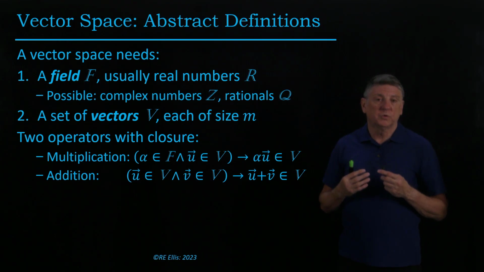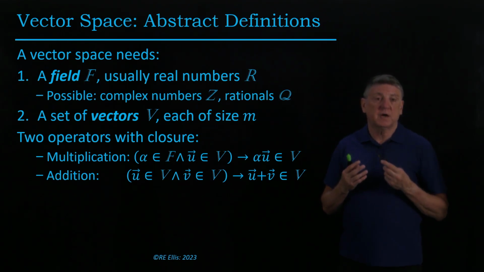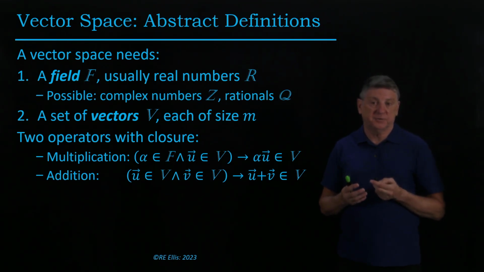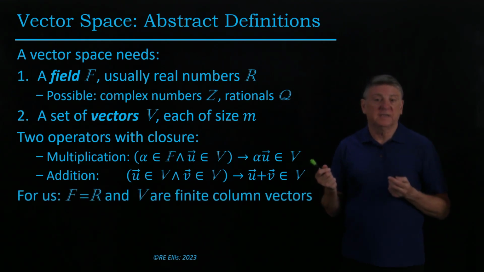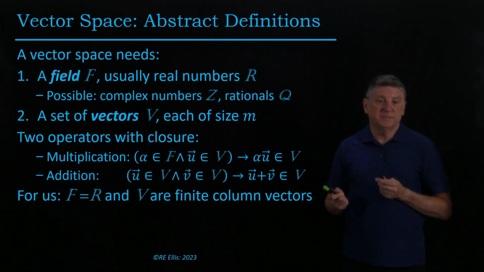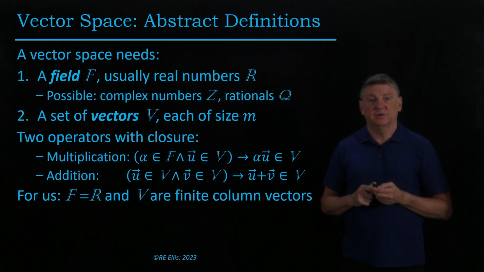And now what we're starting to do is describe some of the properties of a vector space. So as I commented earlier, for us the field is always the real numbers, and the vector spaces are always finite vectors represented as columns.